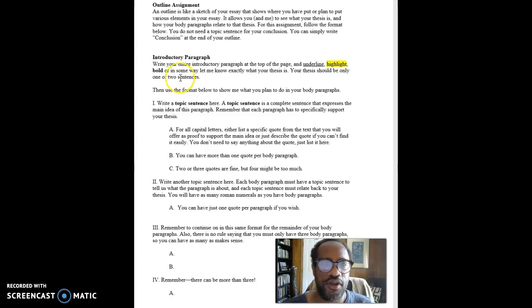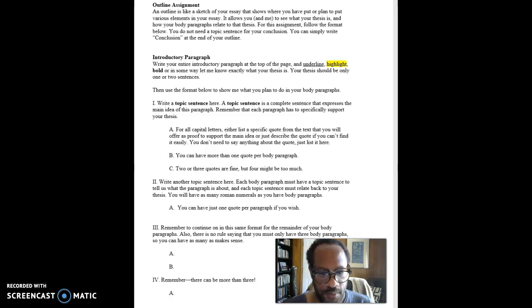So you're going to have your introductory paragraph at the top. I want you to underline, highlight, bold, or in some way let me know exactly what your thesis is. Your thesis should only be one or two sentences. Again, I want you to know the big idea that's going to hold all this together. You're supposed to be talking about metaphorical language in the poem, whichever poem you choose, and think about how that metaphorical language fits into the big idea. So your thesis should say something about that.